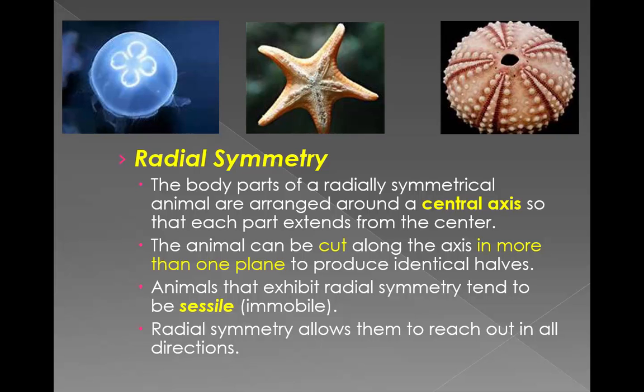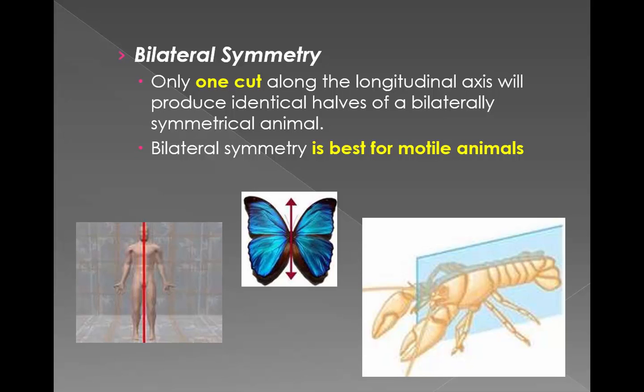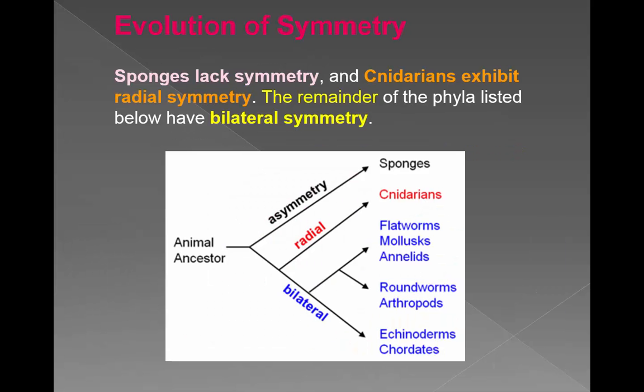If they show radial symmetry, they're usually sessile or immobile, or if they move, it's very little. And the radial symmetry allows them to reach out in all the different directions. Bilateral symmetry, if you were to divide them along the longitudinal axis, you're going to get identical right and left sides. This is really good when they are mobile or motile animals.